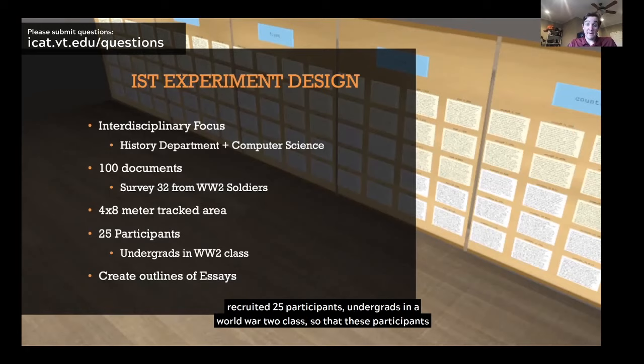We recruited 25 participants, undergrads in a World War II class, so that these participants would be interested in the topic. We wanted to really have them connect with the data and not just flippantly try to solve the exercise as quickly as possible. We had them create outlines of how they would answer the prompts in essay form.